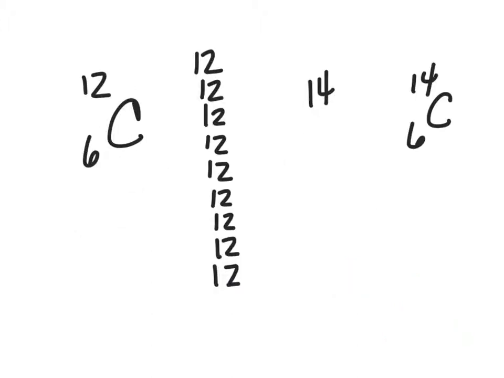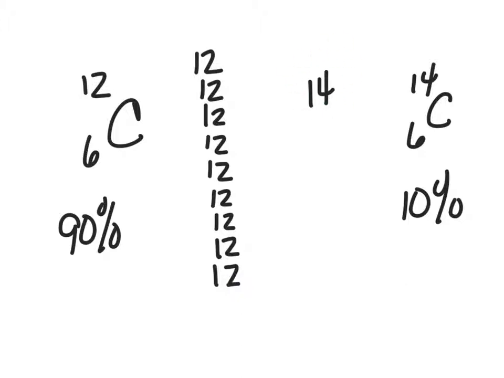Okay, so what I did here was I wrote carbon-12 down right here. If 90% of the time I had a carbon-12, that means 9 out of 10 times I have a mass of 12. So I wrote 12 down 9 times. 1, 2, 3. You can't see me pointing. 1, 2, 3, 4, 5, 6, 7, 8, 9. And then if we said 10% of the time we had a carbon-14, that means 1 out of 10 times I had a mass of 14.